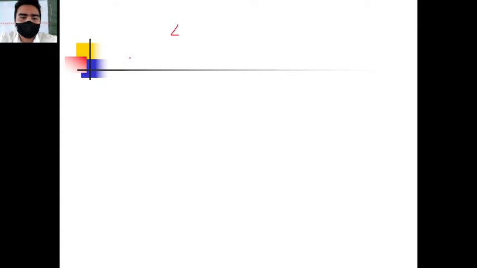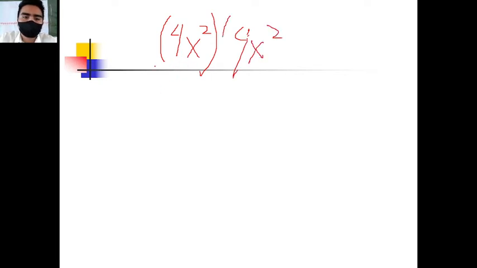So what if we have 4x squared multiplied by 4x squared? These two terms are expressions, and they are just the same. So the question is, how are we going to multiply an expression if it has a coefficient?